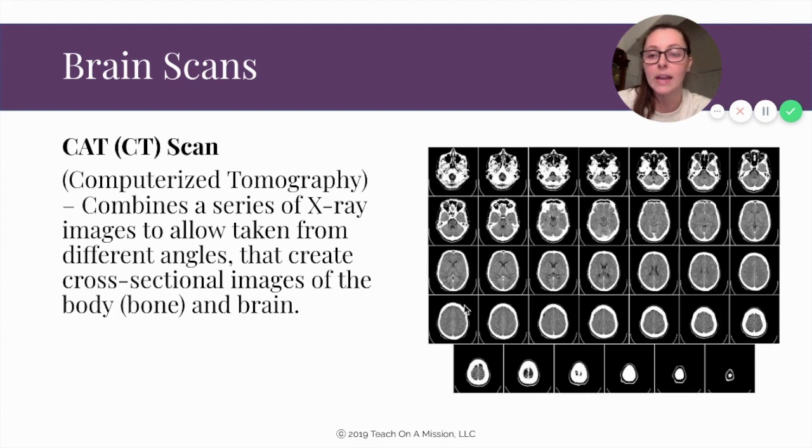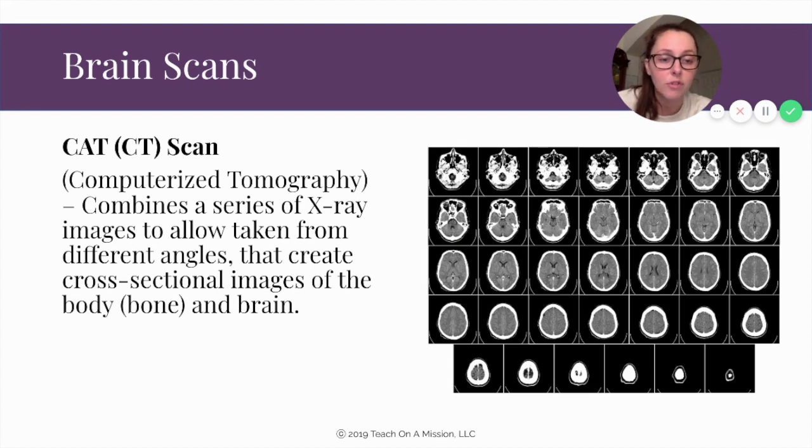The next one that we're going to look at is a CAT scan or a CT scan. So my keyword for this one would be X-ray. It's going to combine a series of X-ray images that will allow us to look at the brain, for instance, at different angles, and it creates kind of this cross-sectional imaging of the brain or any part of the body that we're looking at.